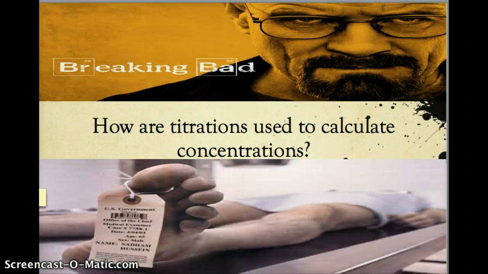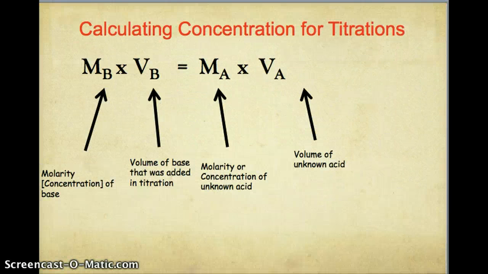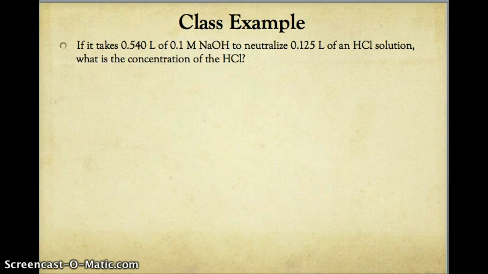So how do you calculate this using math? Well, you're going to start using this equation: MB times VB equals MA times VA. If you want, you could put MA times VA equals MB times VB. The reverse is the same. It's the same thing. You're going to get the same answer.